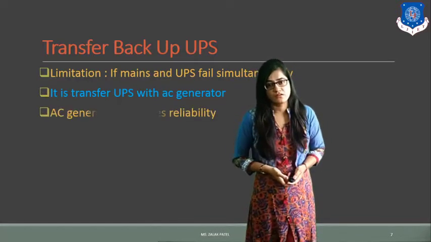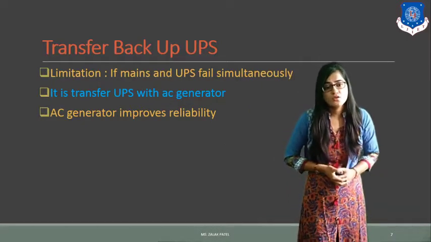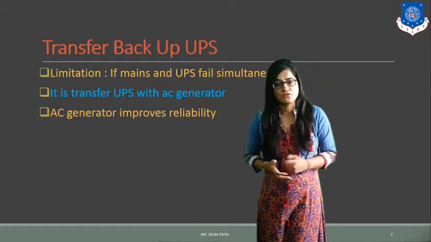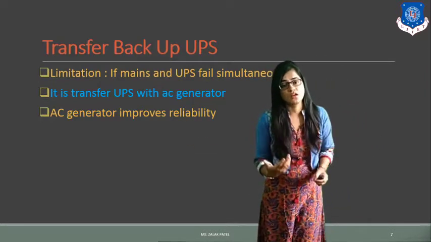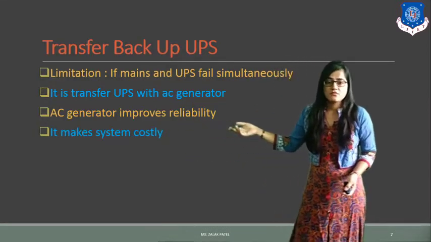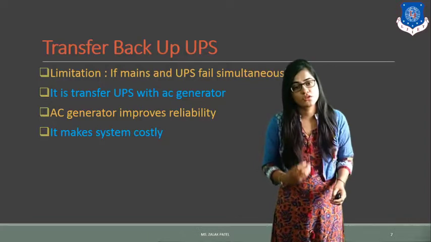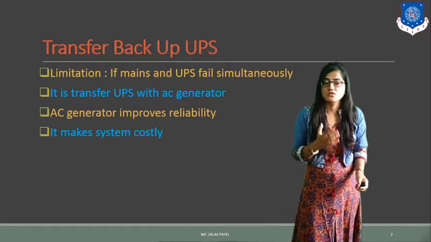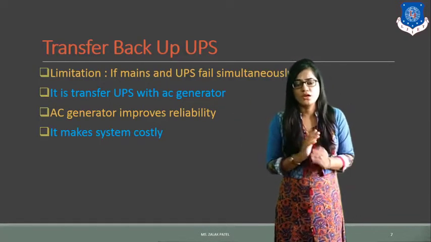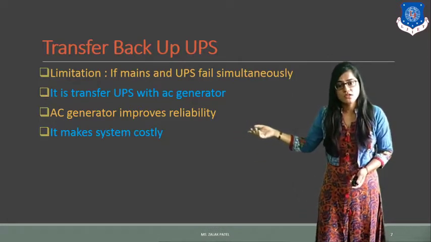Here the AC generator improves the reliability, because in the case of the continuous UPS also we have seen that it provides continuous power to the system, and that's why the AC generator improves the reliability of the system. It makes the system costly because we need three types of supply: the single phase or three phase supply, the second one is the UPS supply, and the third one is the AC generator with AC supply. So it increases the overall system cost.